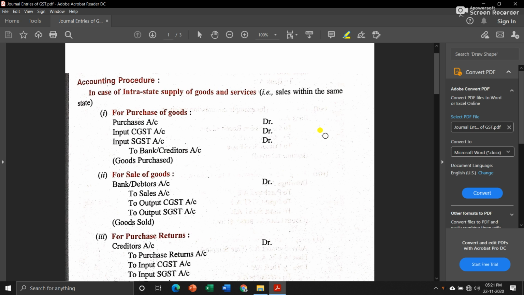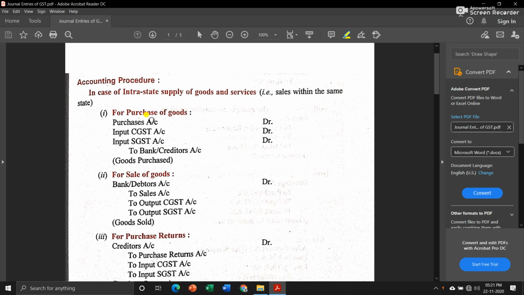Now the first case is intrastate supply. As we have seen in our previous session, there are two types of supply of goods and services. One is intrastate, another is interstate. Now first we will talk about intrastate supply of goods and services. Intrastate supply of goods and services means the sale and purchase is taking place within the same state. In that case, what we have to see is how much is the CGST and SGST.